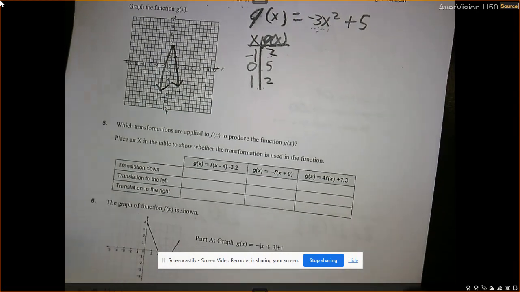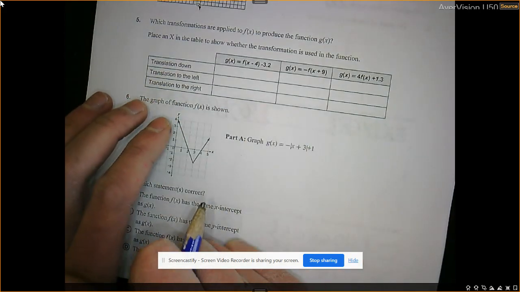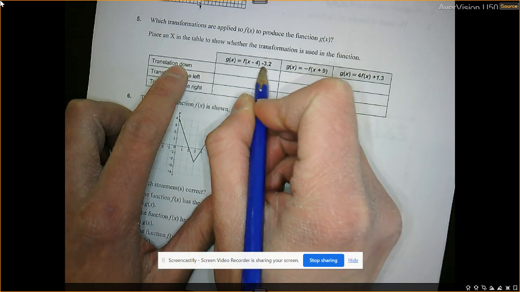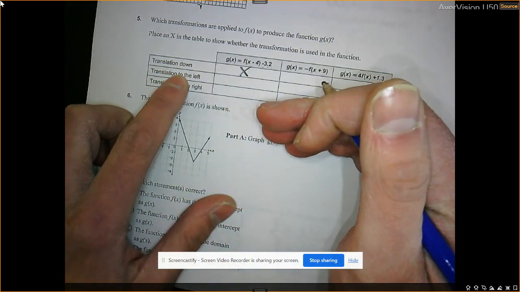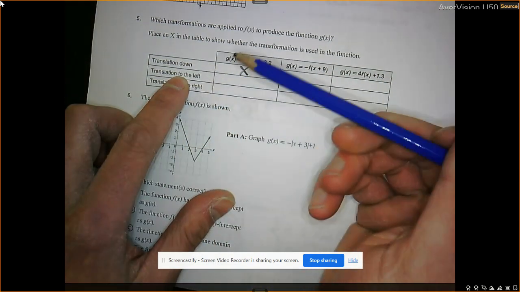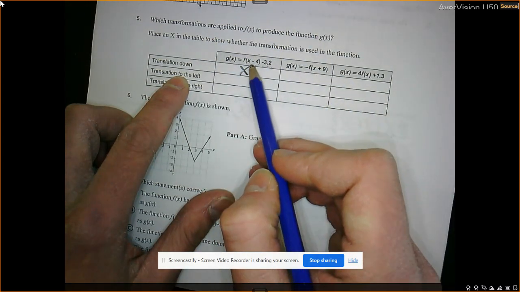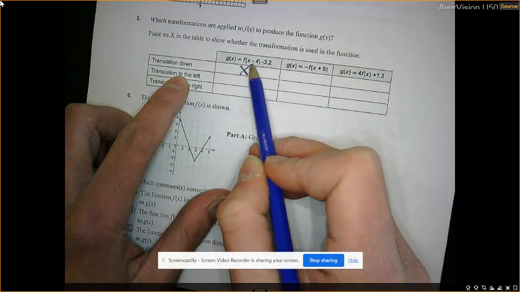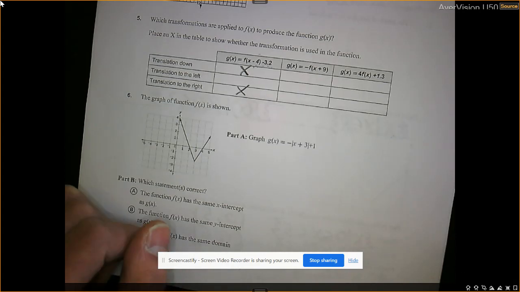Number 5, we just need to place an X in what type of translations are happening. Are we translating down in this first case? If we have a minus 3.2, yes, that means we're going down 3.2. Are we moving left? x minus 4, you would think, oh, minus 4, we're going left on the graph because that's where the negatives are. But remember, inside parentheses, what's happening to x is always the opposite of how it looks. So this is actually going to move it right 4. So check that box there.